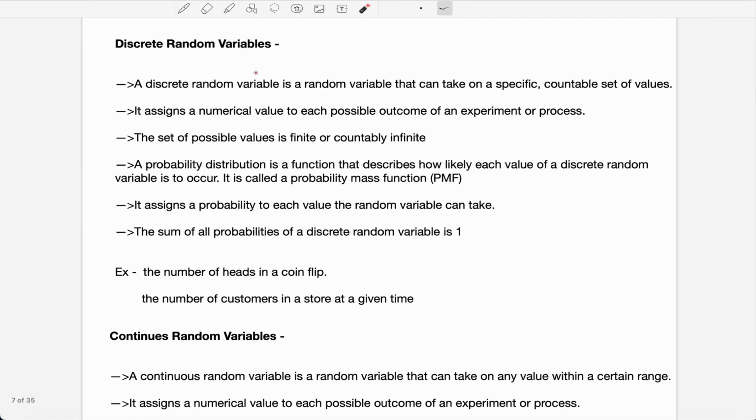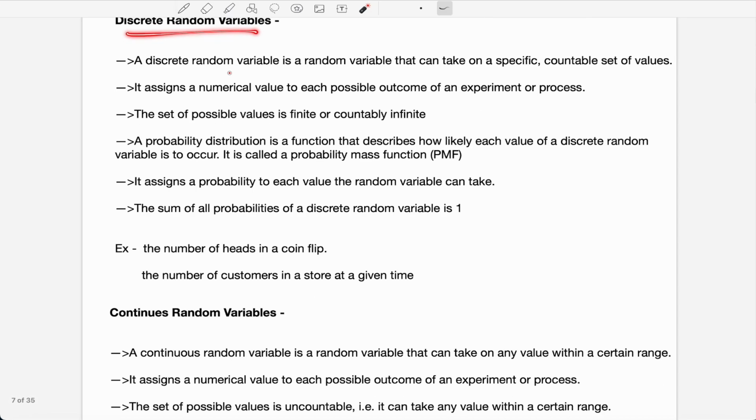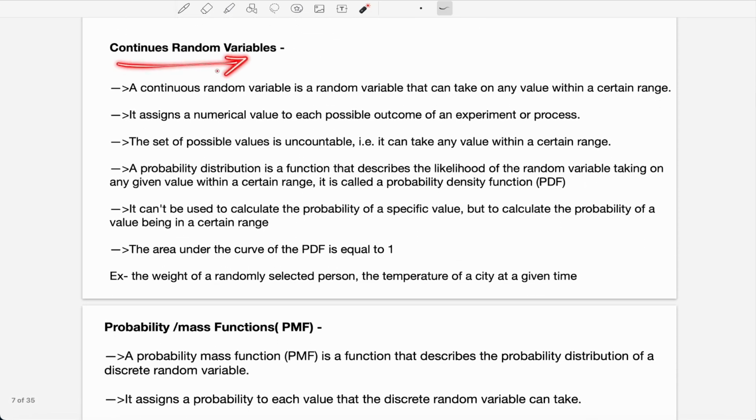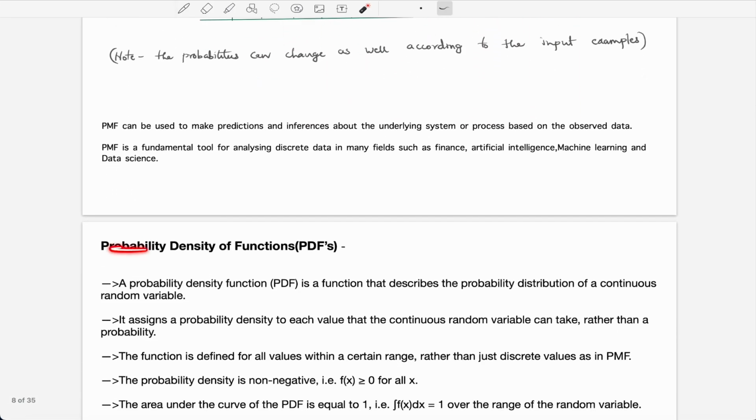So hey guys, welcome back to another lecture. In our previous lecture we have seen discrete random variables and continuous random variables. Today we're going to discuss probability mass functions and probability density functions.